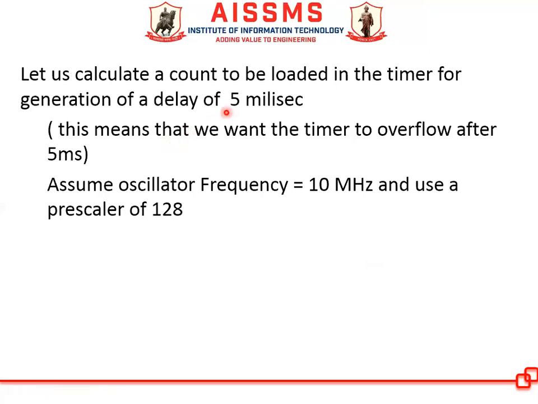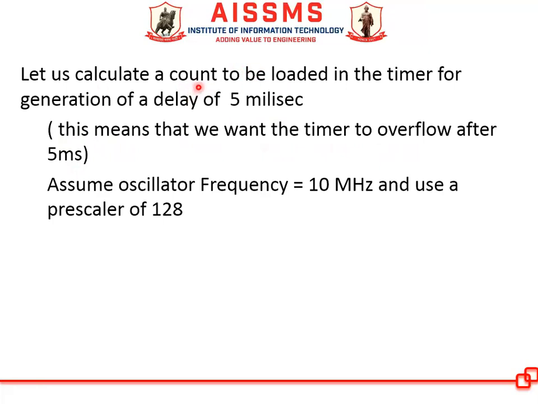So we'll take an example. Suppose we have to calculate the amount of count that needs to be loaded in a timer for generation of a delay of 5 milliseconds. We have assumed that the timer is a 16-bit timer. Therefore, the maximum count which it can count is 65536. Basically, it means that we want the timer to overflow after 5 milliseconds.